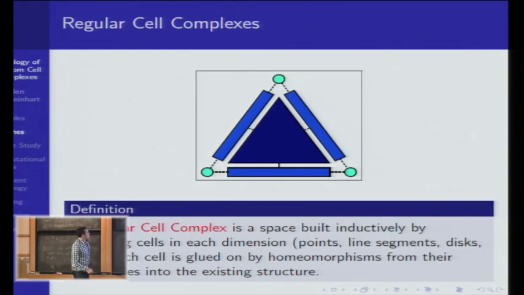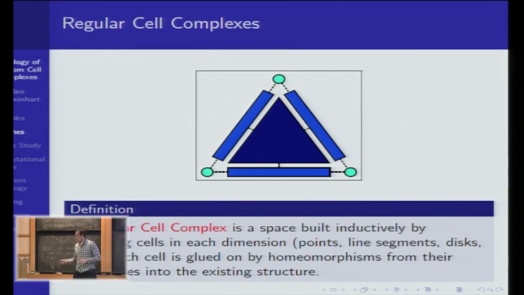Okay, so the method of swatches applies to regular cell complexes. So what is a regular cell complex? It's a space that's built inductively by attaching cells in each dimension via homeomorphisms from their boundaries to the existing structure. So if you know what a CW complex is, a regular cell complex is just a CW complex where all the attaching maps are homeomorphisms. For example, here is a very simple example where we have 3 0-cells, points, and then we glue 3 1-cells, these lines, and then 1 2-cell. The grain growth example is a 3-dimensional cell complex. We start with the vertices of the grains, then the edges, then the faces, and then the mass of the grains themselves is the 3-cell.